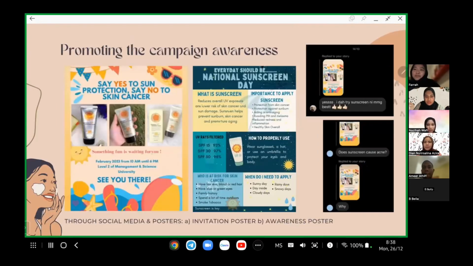So we have discussed and decided on making two posters. The first poster is to invite the public to come to our booth, which will be held during the PEC Carnival. The other poster is on sunscreen, such as what sunscreen is, the importance of using sunscreen, the basic steps on using it, and who is at risk for skin cancer if they have never used sunscreen before. So that's all for the promoting section. I'll pass to the next presenter.